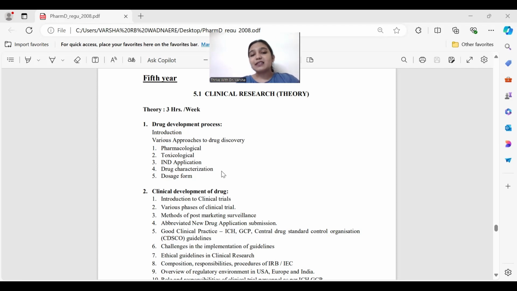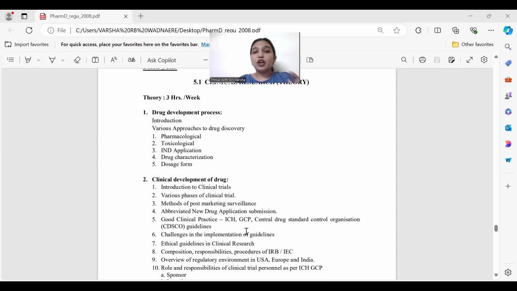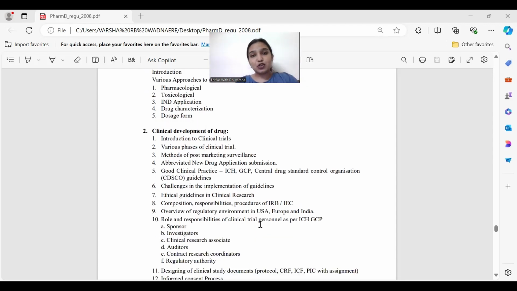Then drug characterization. From the first chapter, you can expect each and everything for 5 marks, but the IND application with one of the other topics, such as drug characterization or dosage form, or a combination of IND with other topics, you can get for 10 marks. The rest of the things are for 5 marks, as well as 2 marks.